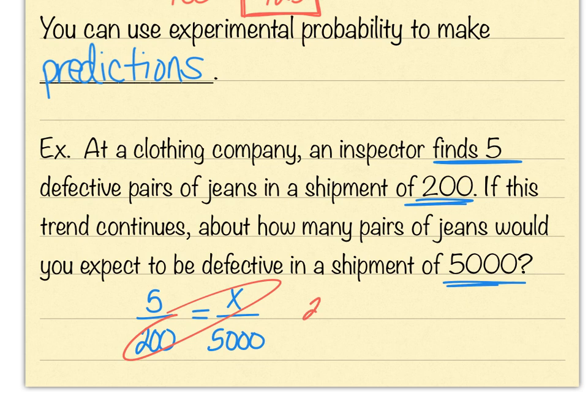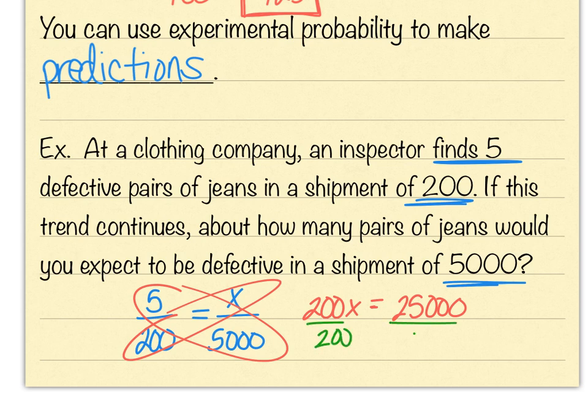200 times x equals 5 times 5,000. Now 5 times 5 is 25, and then add 3 zeros there. And then we're going to divide by 200. If we divide by 200, go ahead and jot that down here, we're going to get x equals 125 defective jeans. Okay, so quite a bit, but again, it's out of a shipment of 5,000. The store would probably want to do something about that. They don't want to ship that many bad jeans off.